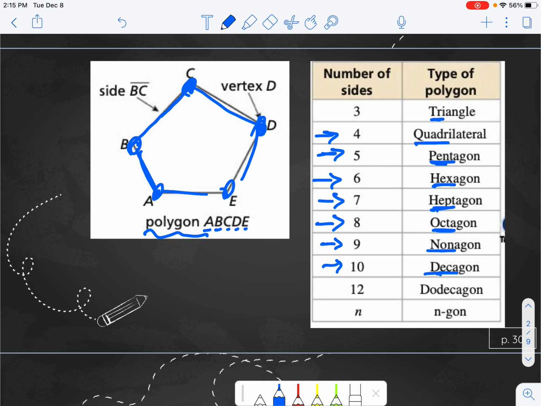Dodecagon. We're going to have to look at, Mrs. Lenz is the expert on these things, so we might have to look at Mrs. Lenz for how to pronounce that one. And then N-gon, we won't really mess with this.